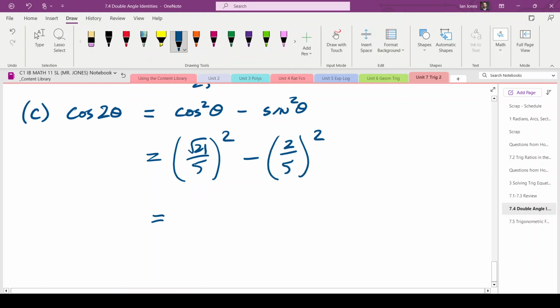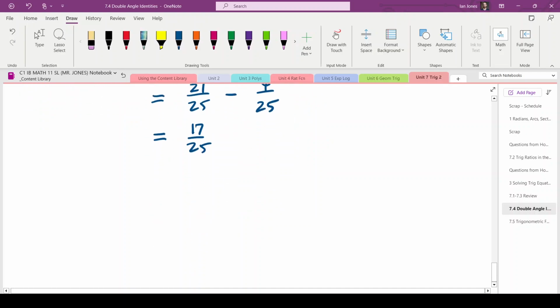So that's going to be 21 over 25 minus 4 over 25, which equals 17 over 25. There we are. So cosine of 2 theta is 17 over 25. Next, D. That one was tangent of 2 theta.